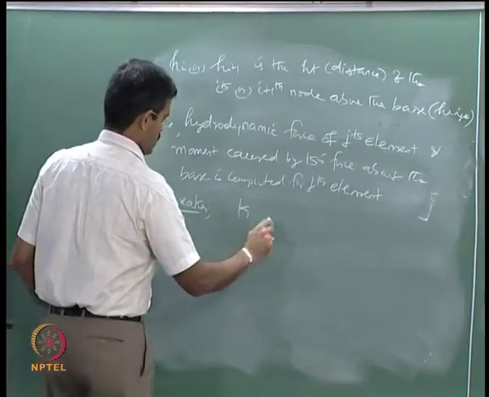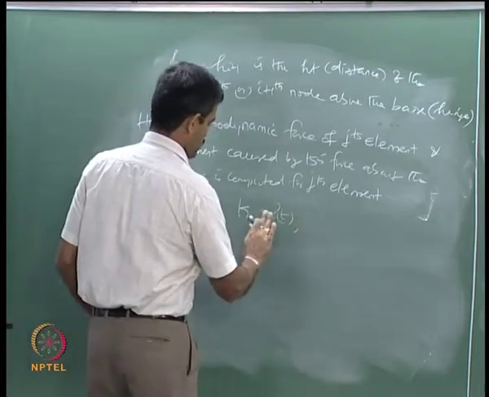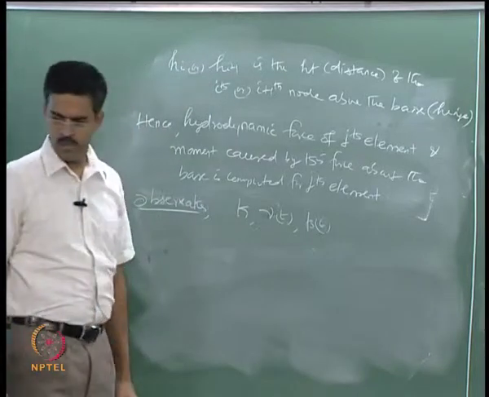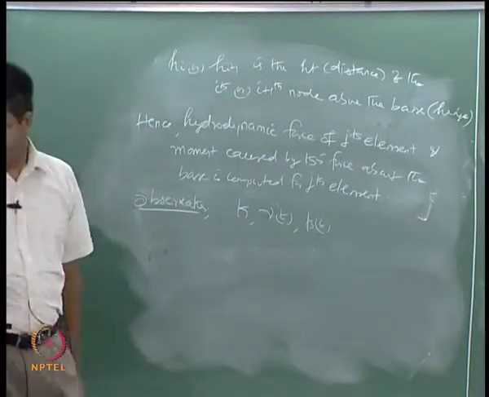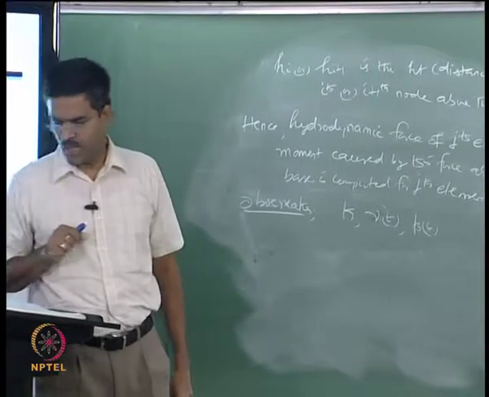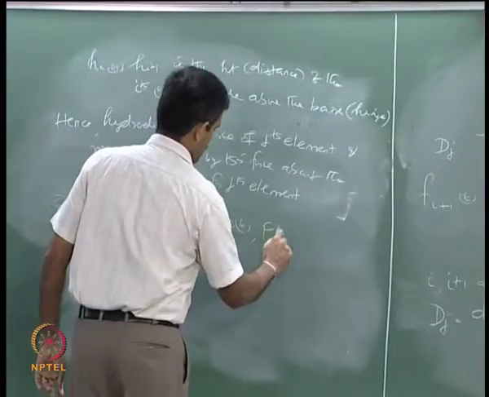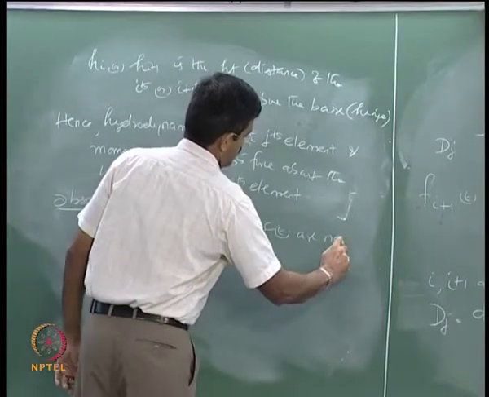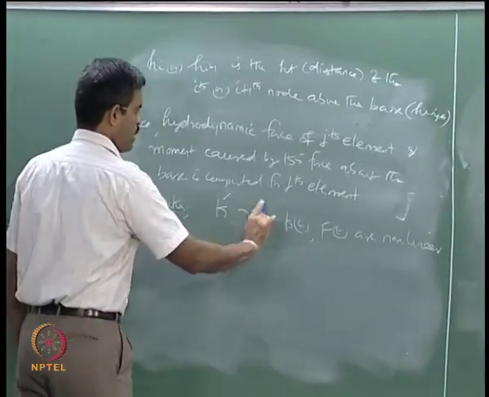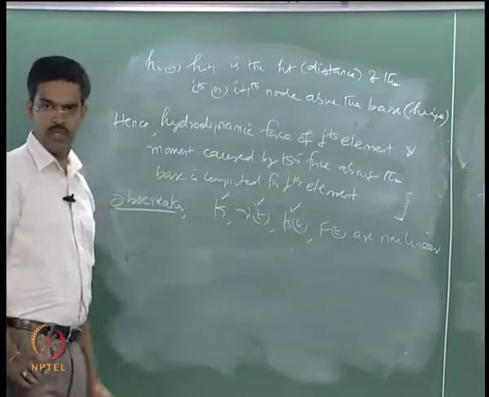K, nu of t, beta of t, and f of t of course are non-linear. I have already shown you how k, nu of t and beta of t are non-linear.